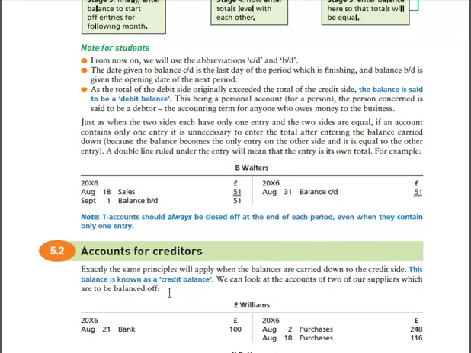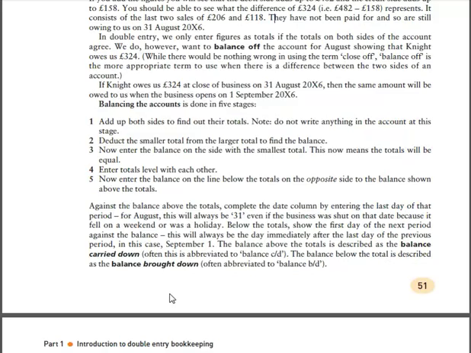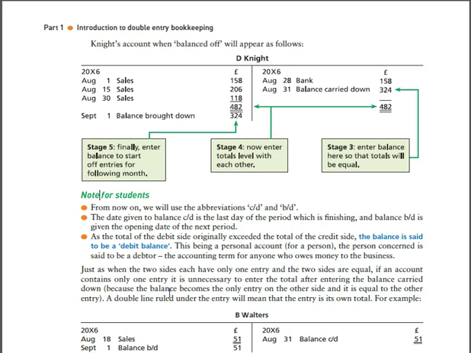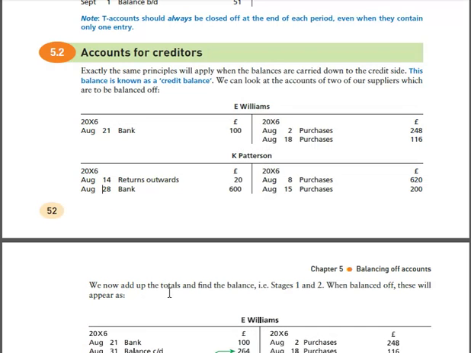We can apply the same concepts to the accounts for creditors. So we will use the same concept that we use in debtors. The only difference would be that instead of a debit balance, it would be a credit balance, because if a creditor has a balance, it would always be on the credit side.